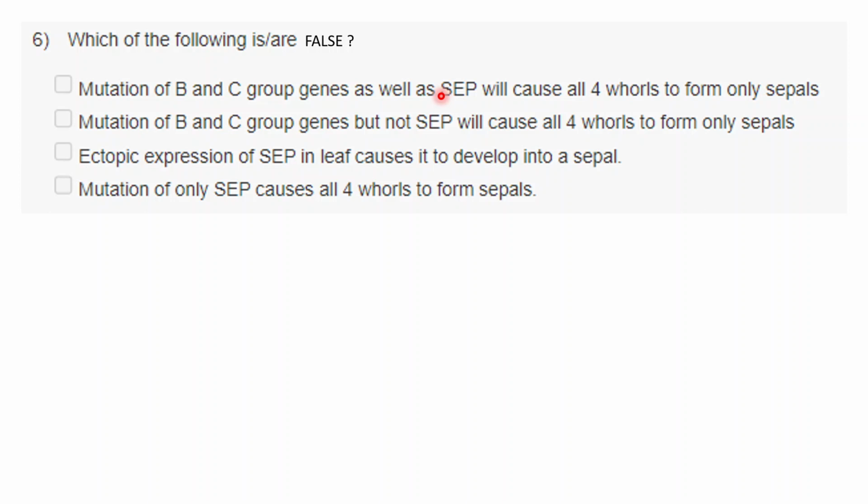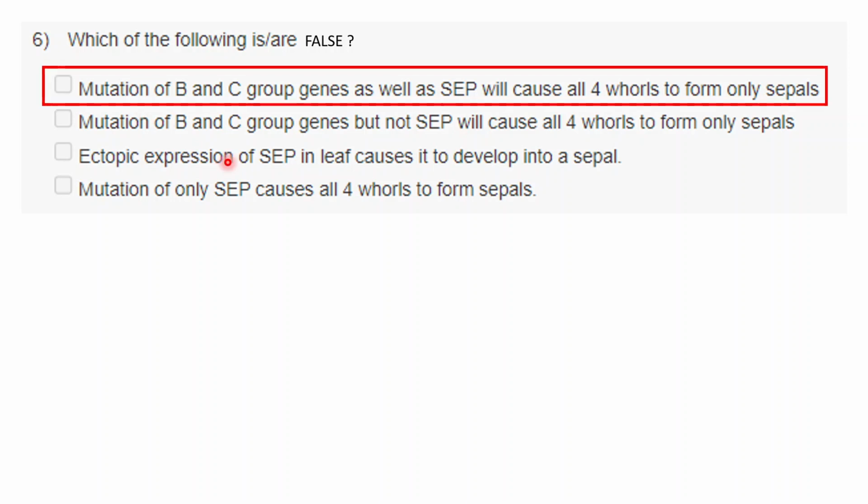So let me reveal. No, I said second and fourth, sir. That is a true statement. Yeah, but the question is which of the following are false? No, so I said 2 and 4. So option 2 is mutation of BC but not sep. So let me reveal what I have marked as a correct answer. I have marked option 1 as the correct answer. This is a false statement. All other statements are true.